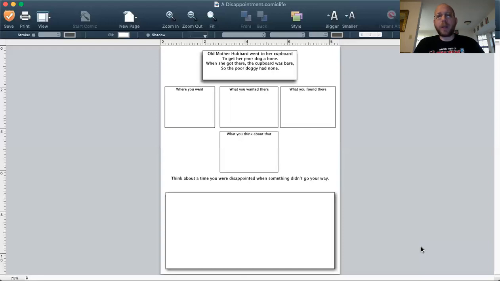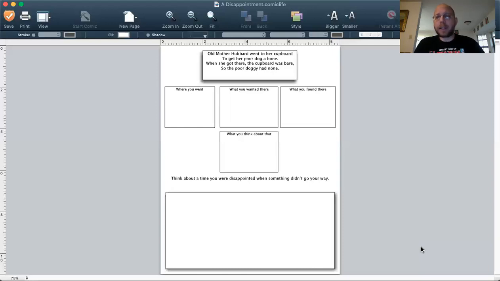It says that she went to her cupboard to get her poor dog a bone. Well, what that means is it has to be a place. She's going somewhere to get something out of. The word cupboard, we can also say a cabinet, or it might be like a pantry. You might use both of those words at the house. But a cupboard is mostly like a cabinet that you see inside of your kitchen.